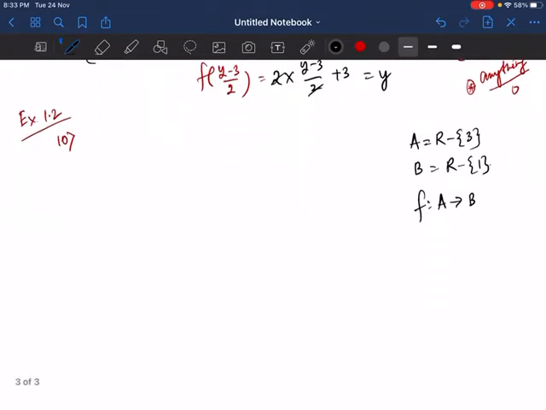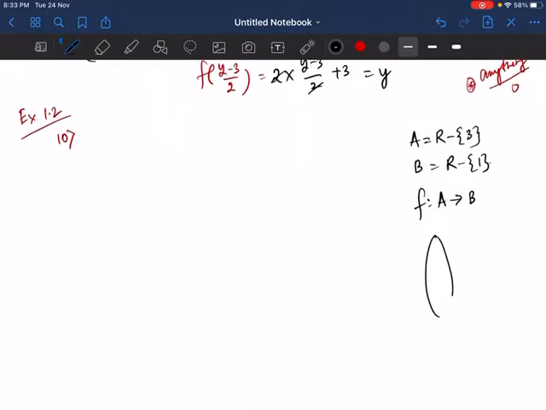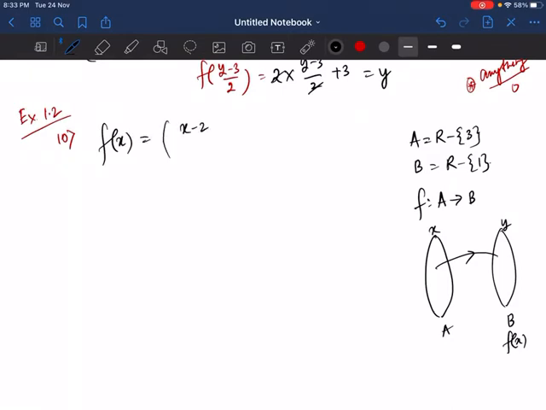Basically this means that this one is A, this one is B, and the function goes from A to B. A represents the x value and the B side represents the y value. Basically it is f of x, right? Clear? So this is what we have in the question. Now the function that is given, that's the most important thing. The function is (x minus 2) divided by (x minus 3). So we have to prove that the function is one-one and onto.